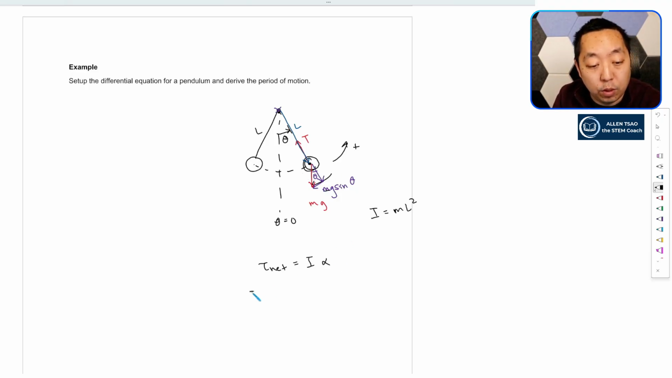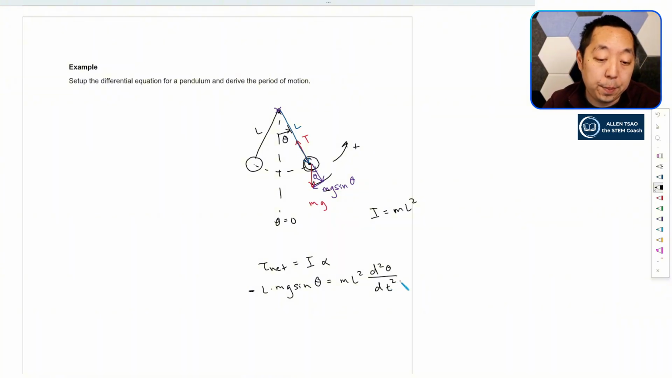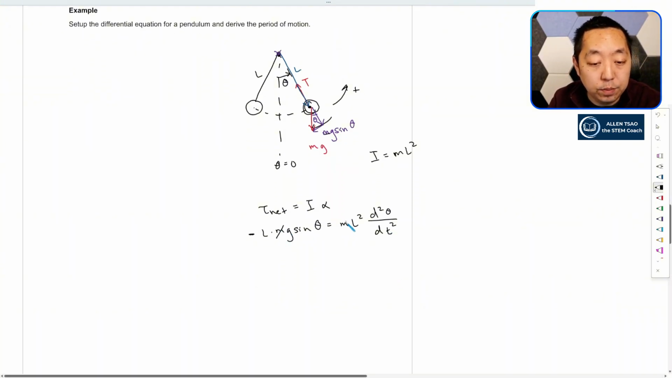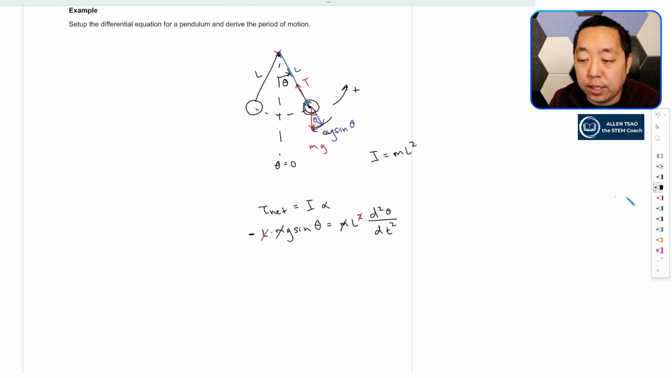That's a negative torque. So it's going to be negative L times mg sine theta is equal to I, which is mL squared, times the angular acceleration, which is the second derivative of the angular position. Now the m's cancel, and one of the L's cancels. And you unfortunately get this sine theta part.